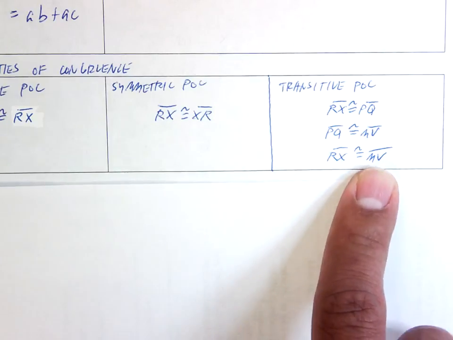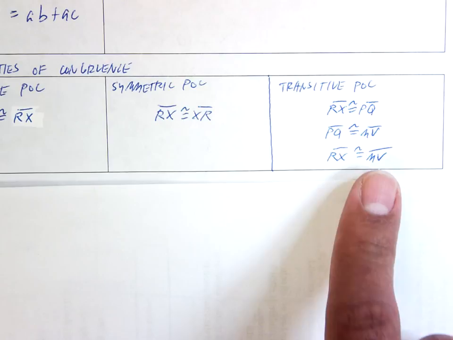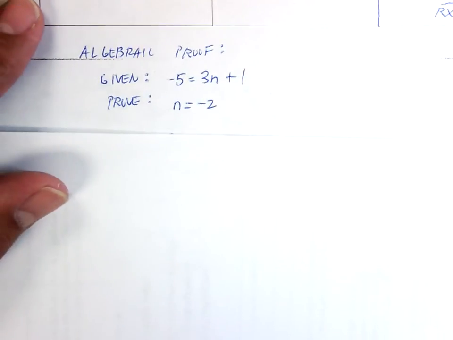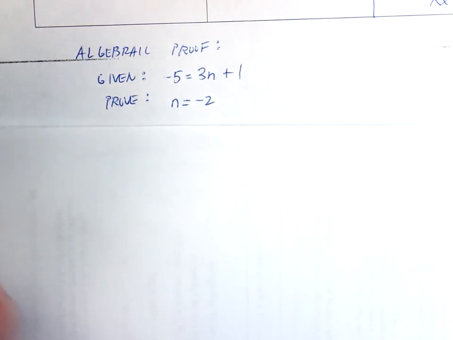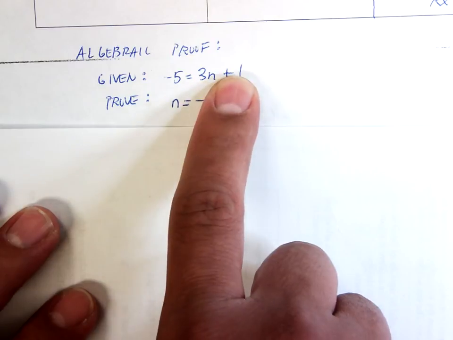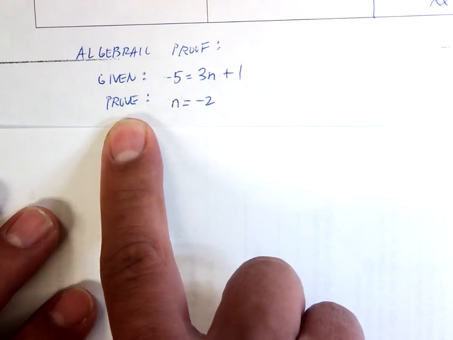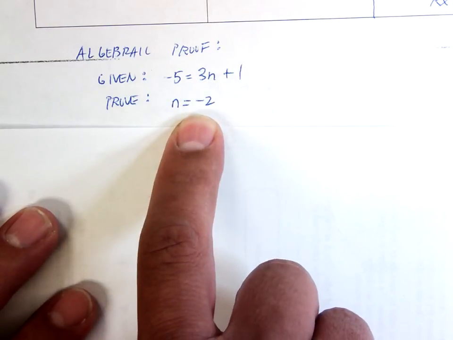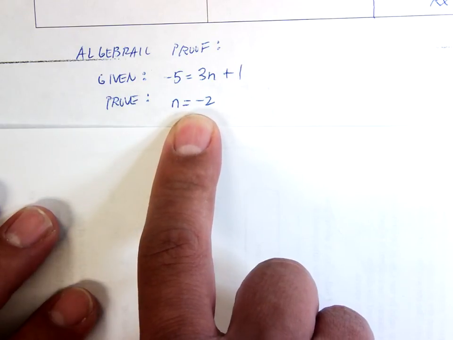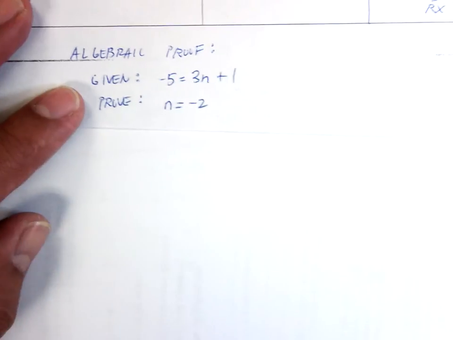Okay, so why do we care about this? What's the significance? We're going to do an algebraic proof. We'll do some in class, and that's going to lead us, our steps will lead us into doing geometric proofs. So for example, this is what our algebraic proof is going to look like. We're told that negative 5 equals 3n plus 1. What we're asked to prove is that n is equal to negative 2. So I need to show that, and we all know how to do this, but let's think about the steps that we take and how we justify those steps.